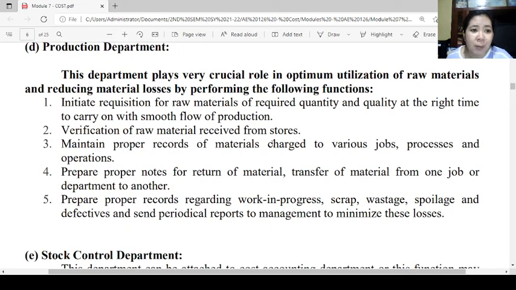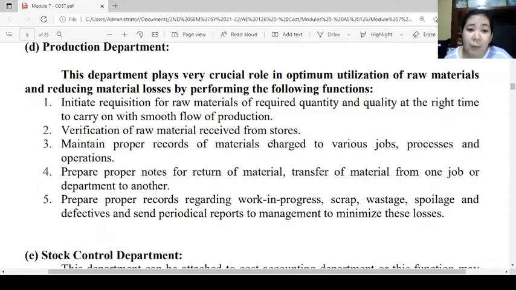For the production department, of course, they play a very crucial role in optimum utilization of our raw materials to reduce material losses. So they will be performing the following functions. First, they will initiate requisition also for raw materials to be used in production, the required quantity and quality at the right time to carry out a smooth flow of production to avoid delays. Number 2, they will verify raw materials received from the stores if that is correct.